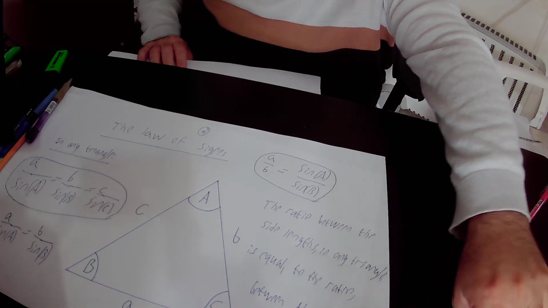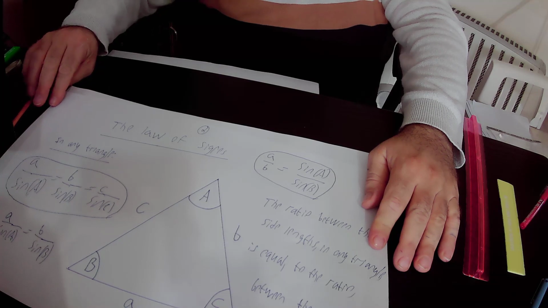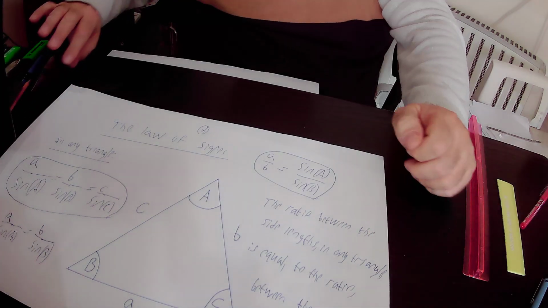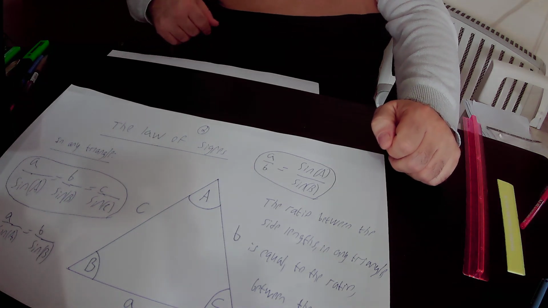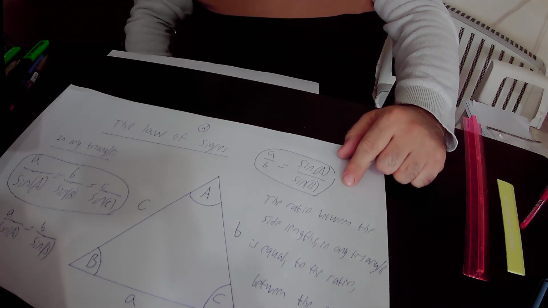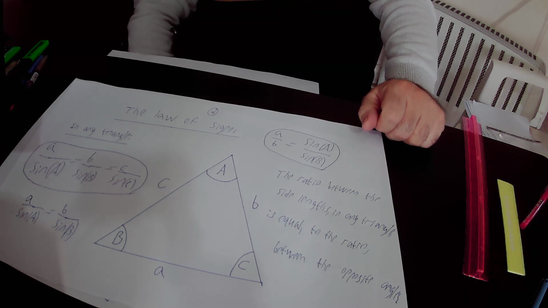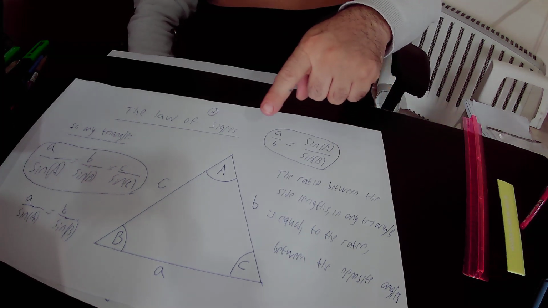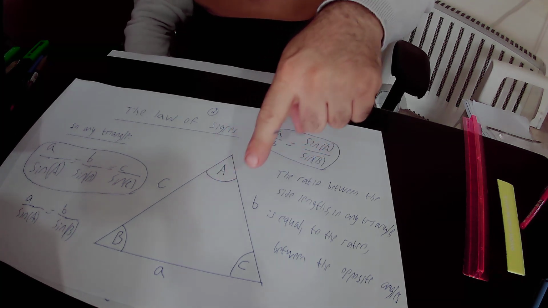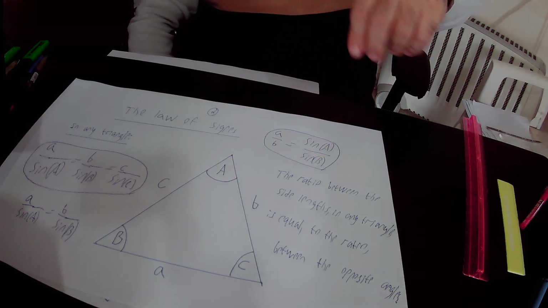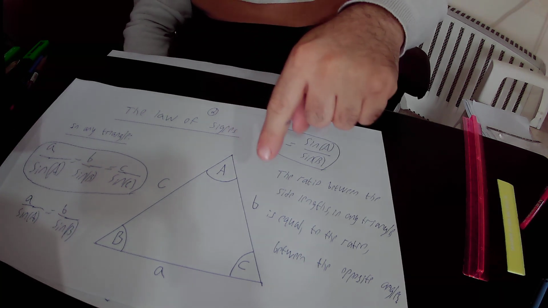So what is the meaning of this equation? The meaning of this equation is that the ratio between the side lengths in any triangle is equal to the ratio between the sines of the opposite angles. The ratio between the side lengths in any triangle, that is to say a over b, equals the ratio between the sines of the opposite angles, that is to say sine A over sine B.